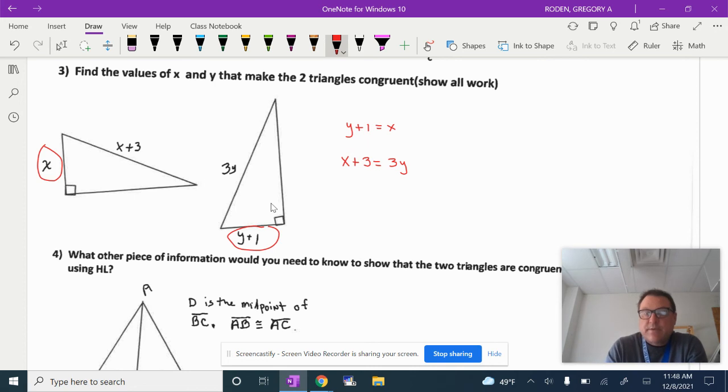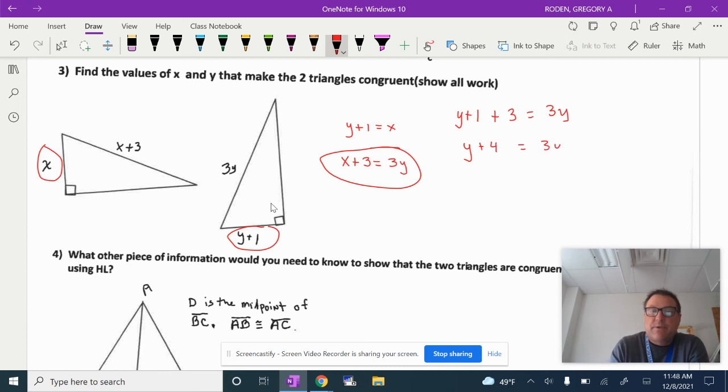I know that x equals y plus 1. So when I see an x in this equation, I'm going to replace it with a y plus 1. So instead of an x, I'm going to replace that with y plus 1, plus 3 equals 3y. And then I'm going to combine like terms. So I get y plus 4 equals 3y.